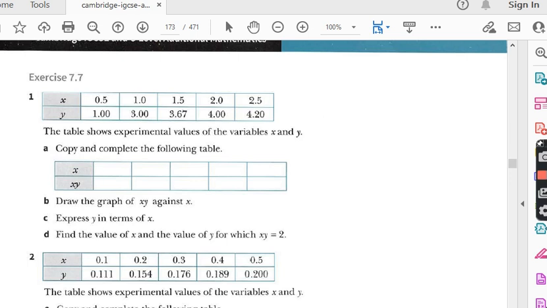As you know students, in the last lecture we started exercise 7.7 from chapter number 7 of your book, named straight lines. We did the first 3 questions of this exercise and today we are going to do some more questions after question number 3.